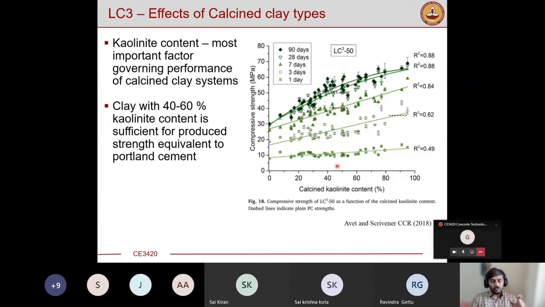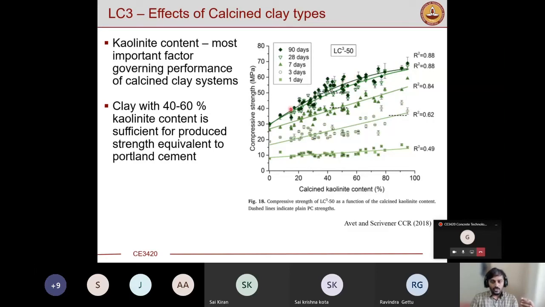So for example, when you choose a clay which is only around 40 to 50% purity, it can produce similar strength to your OPC, which shows that you don't necessarily have to use a high purity clay, which is very difficult to get and which has better utility in other industries. You can use the clay which is not so pure and still get similar strength like your OPC. Additionally, another observation which they made was when you go for clay which is much purer than 50%, you are not going to increase the strength at later ages.